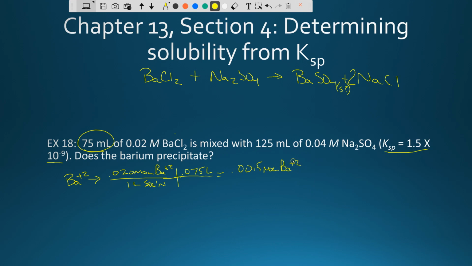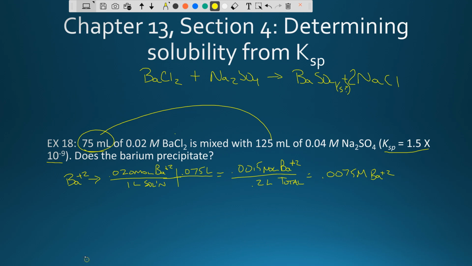Now, if I want to know its concentration, you've got to be careful because I have 0.0015 moles of barium over how many liters total? Well, I have 75 milliliters plus 125 milliliters. That's 200 milliliters total. And so the key to this one is realizing I have 0.2 liters total. So that will end up being 0.0075 molar barium. Now you know how strong that is.